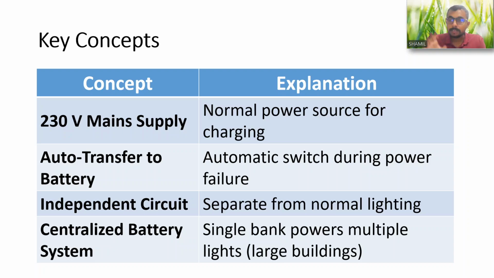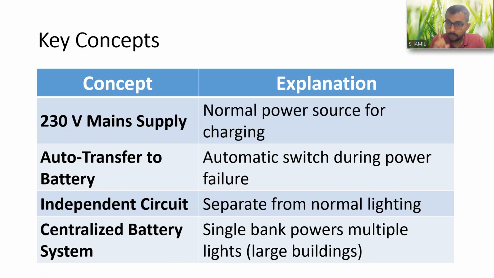The fourth aspect is the centralized battery system. What do we mean by a centralized battery system? Like I have mentioned in my previous videos, it is a system implemented in countries like the UAE. In that system, there will be a central power bank where all the batteries of all the emergency lights will be installed, and from there it will supply all the respective emergency lights. This is used in large buildings for powering multiple lights. So these are the four aspects.